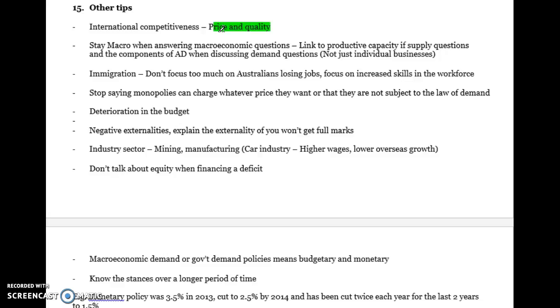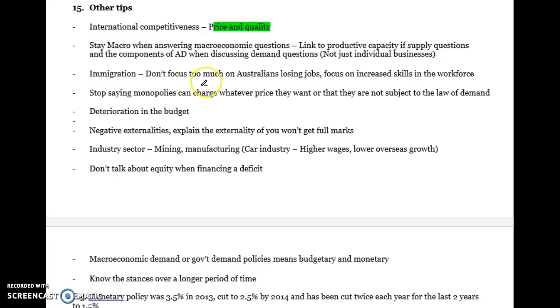Same with supply side questions. You want to be linking it to our productive capacity and our overall ability to supply. Other things people are doing probably a bit too much. When you're talking about immigration, don't talk about immigrants stealing our jobs too much because they're not meant to be immigrating here if it's done correctly, if they're going to be stealing Australian jobs. You want to be talking about how the increased participation rate can lead to more jobs as a whole, particularly for unskilled workers, and that can be the migrants themselves.